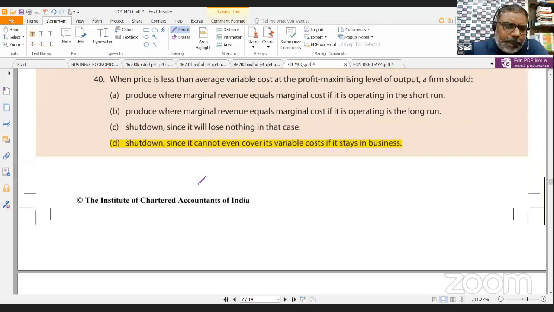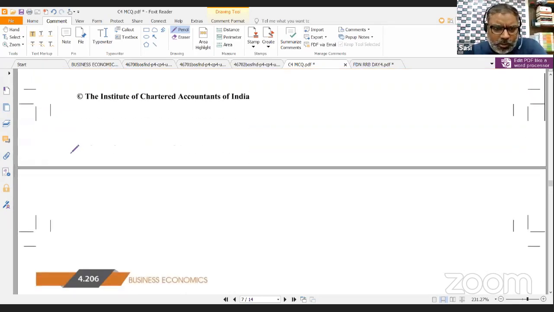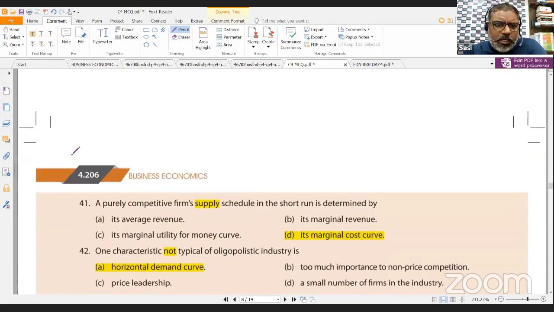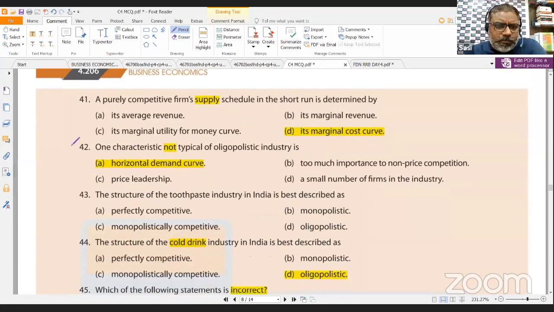Then question number 40. When the price is less than average variable cost, simply shut down. There is nothing else, since it cannot even cover the variable cost if it stays in the business. When the price is less than average variable cost, shut down. No point of production. It is not even able to cover the variable cost. So the better thing is to shut down. D, Delhi is the correct answer for question number 40.